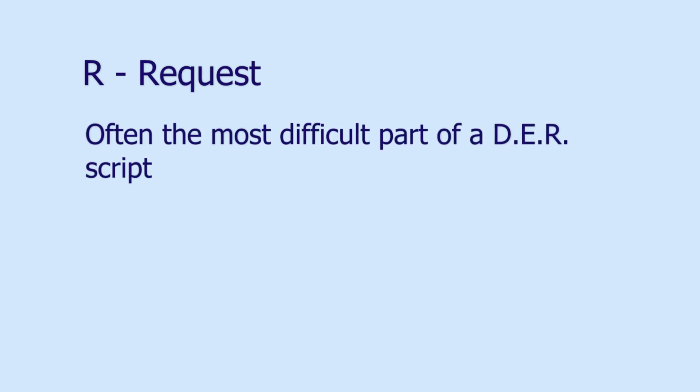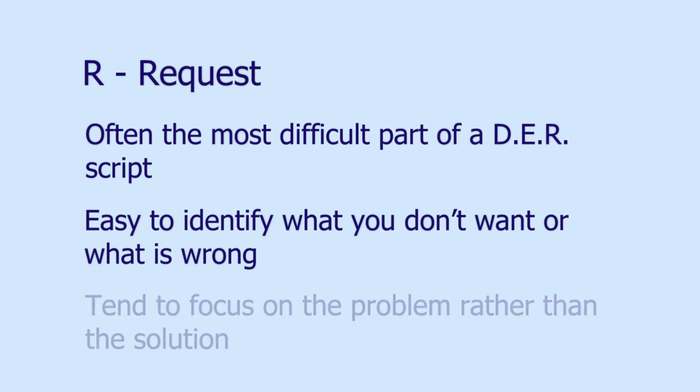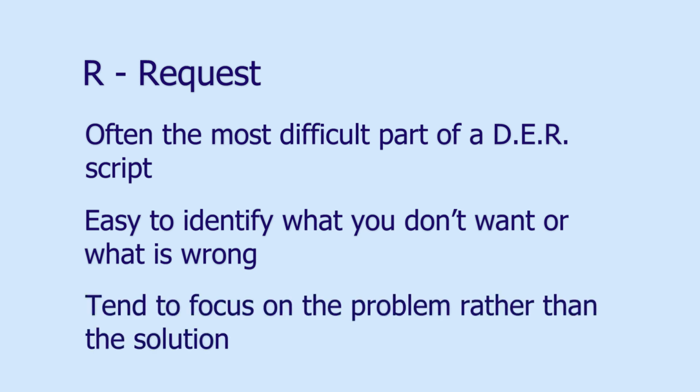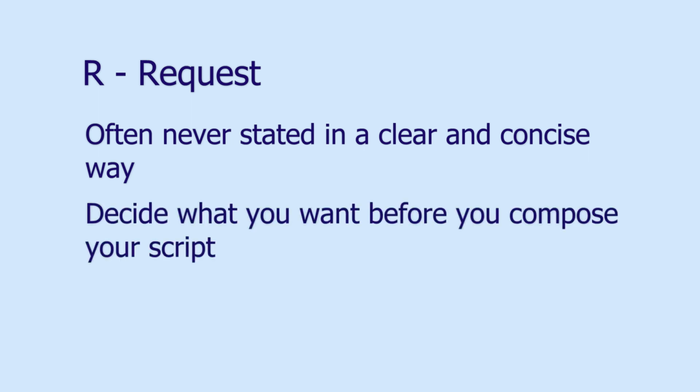The last part of the script is stating what you want. This is often the most difficult part of a DER script. People tend to find it easy to identify what they don't want or what is wrong, and often focus on this. However, it's frequently difficult for them to identify what they do want. In fact, it's often never stated in a clear and concise way. Because of this, it's often best to decide what you want before you compose your script.